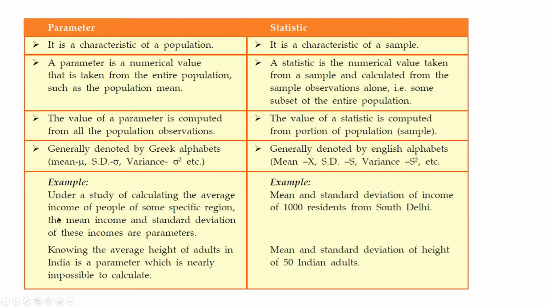If you want to calculate the average income of people of some specific region, then we will take the mean income and standard deviation of these incomes as parameters. On the other hand, in that specific region, if we consider 1000 residents from South Delhi alone, then it is a sample. So if we collect the mean and standard deviation of income of 1000 residents from South Delhi, it is called a statistic. Here the mean income and standard deviation of income of the whole region are parameters, and here the mean income and standard deviation of income are sample statistic values.